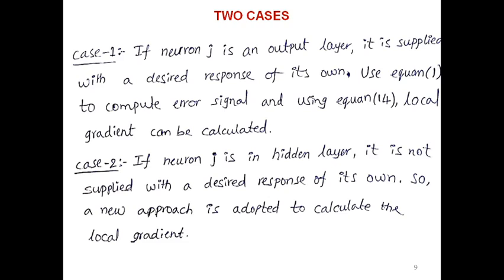So if the jth neuron is in one of the hidden layers, then it is not supplied with a desired response of its own, because after the jth neuron you have the kth neuron or other neurons. The last neuron will be connected with the desired response. So a new approach is adopted to calculate that local gradient for multiple layers. For example, the jth neuron is there, then after it the kth neuron, and after the kth neuron you get the desired response. From the kth neuron and desired response you can do it like a single layer network.